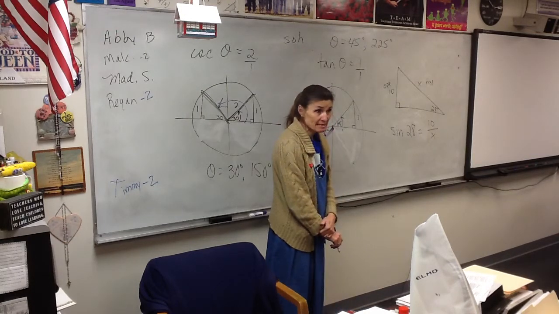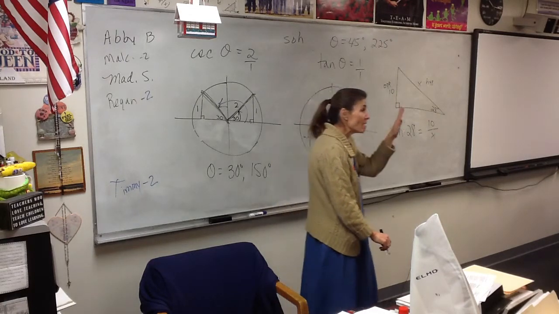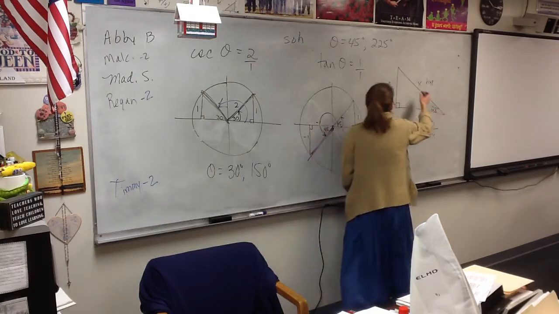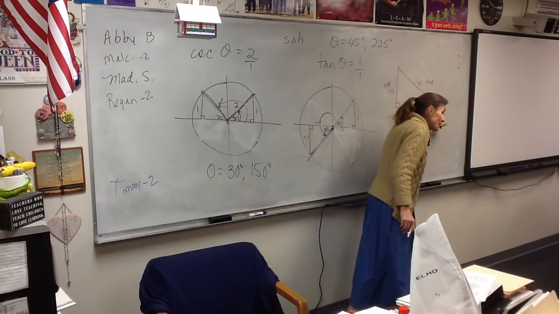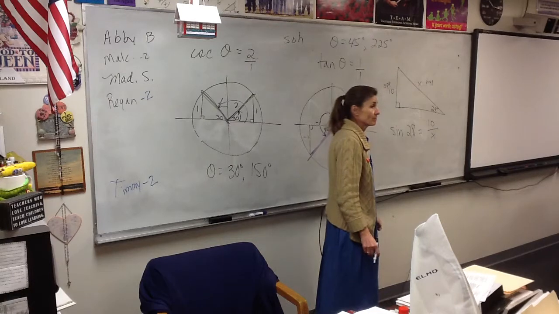Does that make sense to everybody? Why did I pick sine? Of all my choices, why did I pick sine? Because it's opposite and hypotenuse. With regard to the 28, this is opposite, that's hypotenuse. Okay?